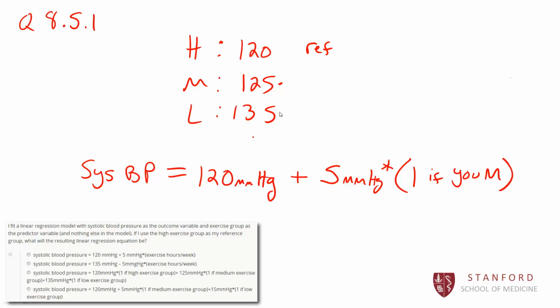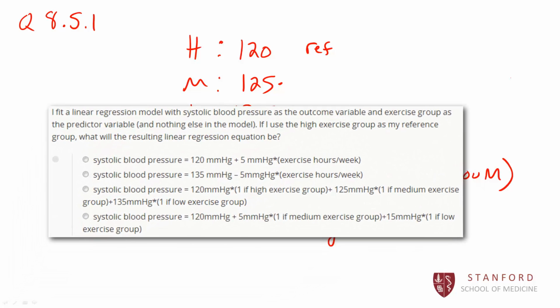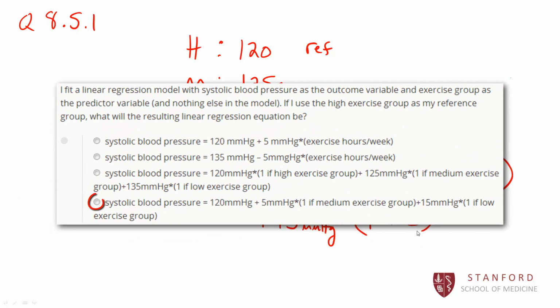Then we're going to have a dummy-coded predictor in the model for the low exercise group. The difference between the low exercise group and the high exercise group in the mean blood pressure was 15, so they get an additional 15 for their blood pressure. We're going to be multiplying that by 1 if you're in the low group. Everybody else will get a 0 for that dummy-coded variable. So the correct answer here would be D, because only D represents the correct equation.